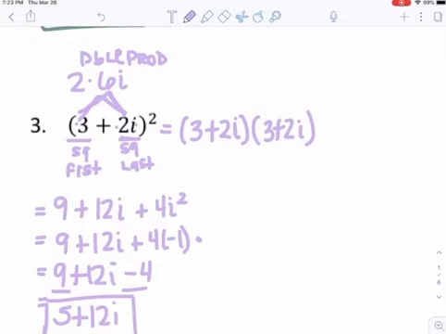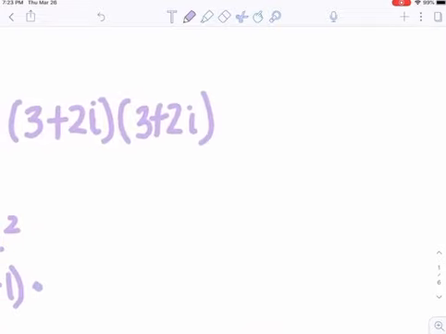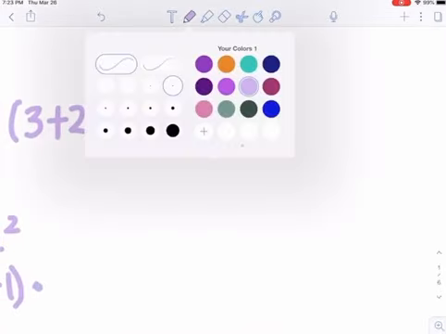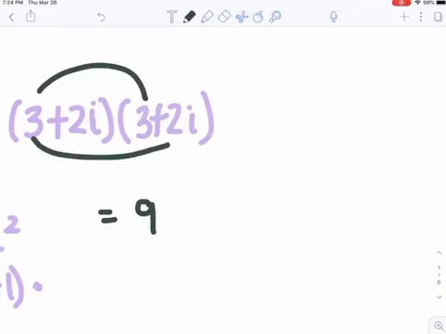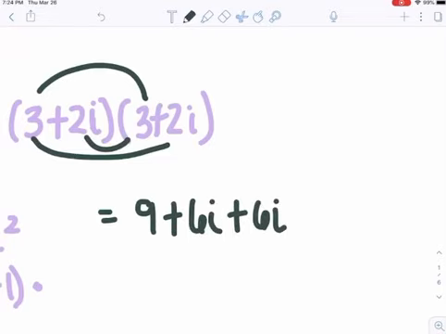Now, if you don't like that process, I'll do it the long way over here, in this green color. So 3 times 3, that's 9. 3 times 2i, that's 6i. 2i times 3, that's another 6i. 2i times 2i, that's 4i squared.